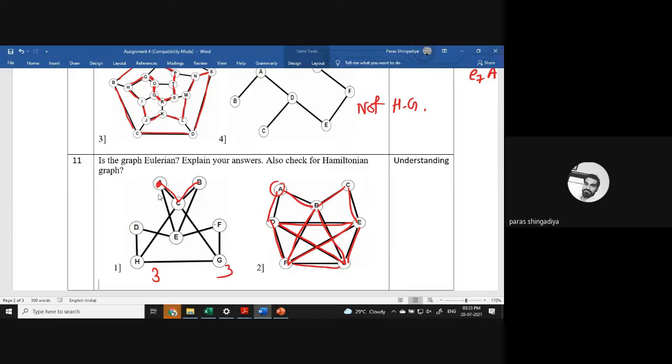Okay, so if all the vertices have even degree in any graph, which includes any number of vertices, any number of edges, you can easily find one closed walk which covers every edge exactly once.